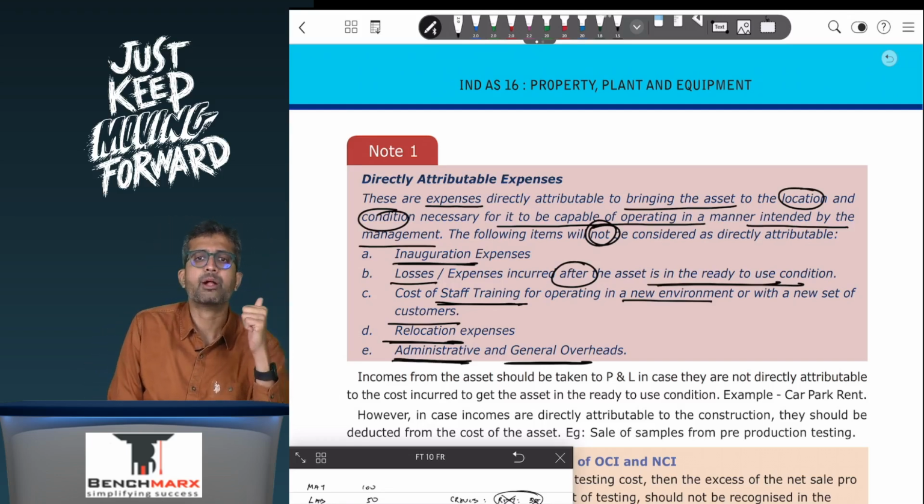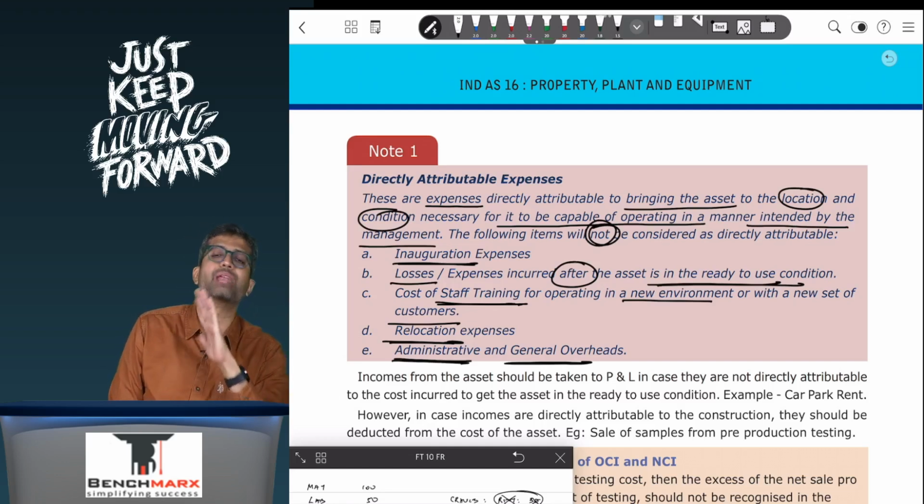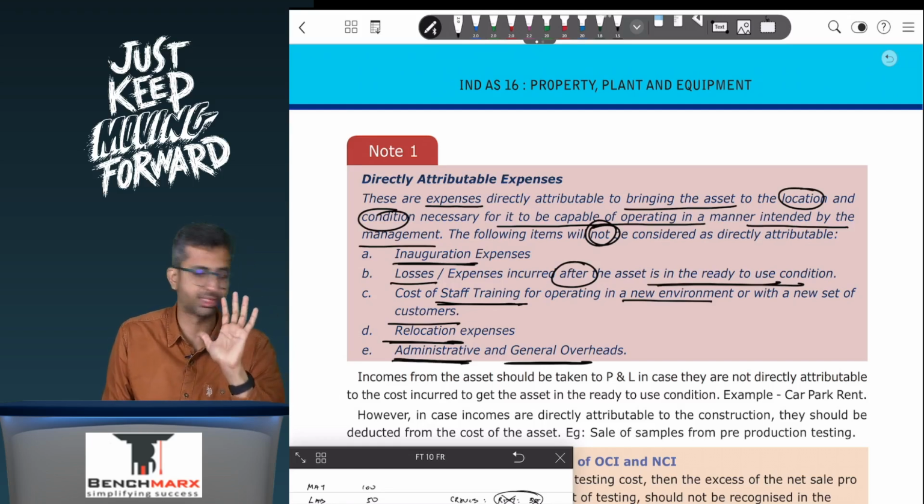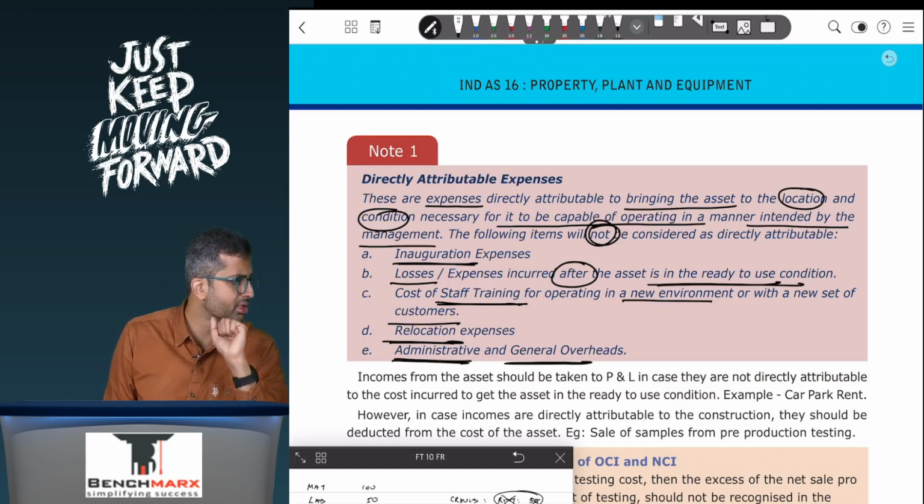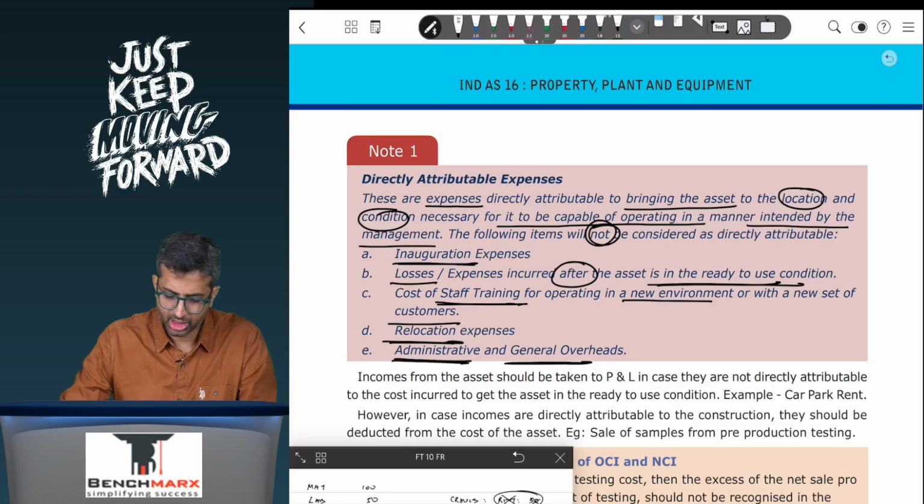Which are those items? Inauguration expenses, losses or expenses after the asset is ready for use, cost of staff training, relocation retraining expenses, or admin, selling or general overhead expenses. They will not be treated as directly attributable and hence cannot be added to the cost of the asset. Are we clear with this? Yes or no? Yes?